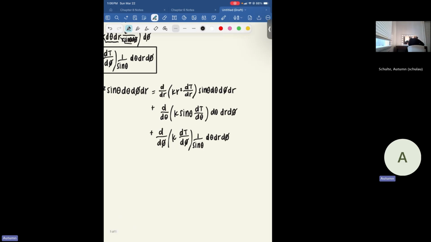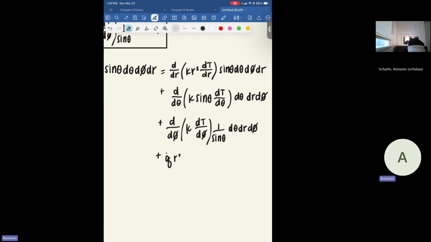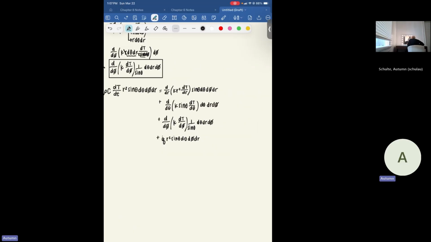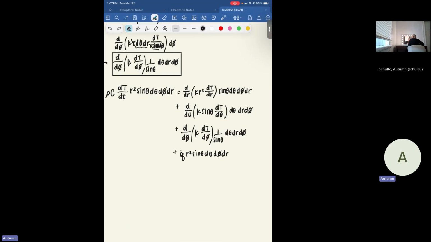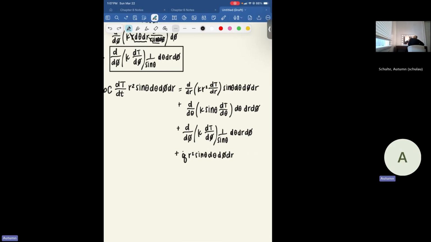and finally, we can't forget about our energy generation term, which is Q dot times our differential volume, which is r squared sine theta d phi and dr. Now, once again, just as before, we want to isolate our temperature per time, so we're going to divide by our differential volume.